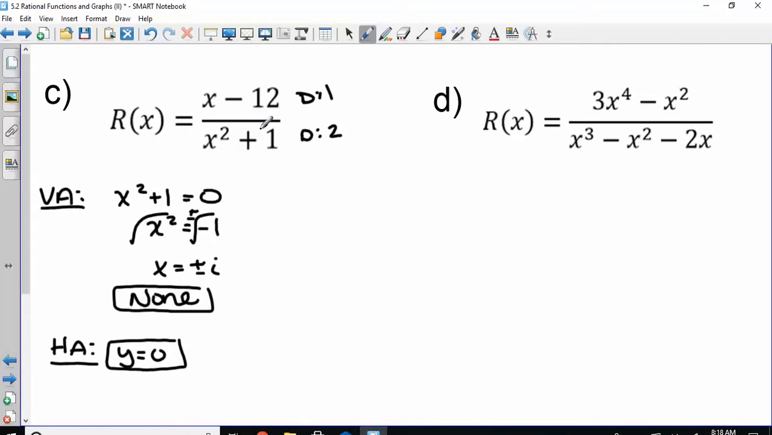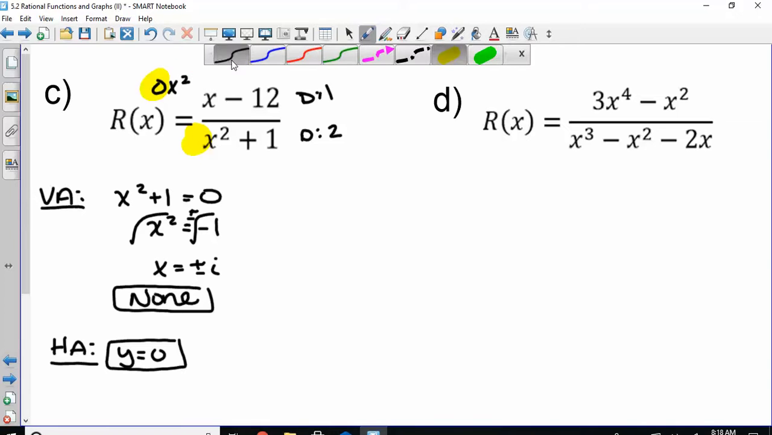It's kind of like the other rule where we are dividing the leading coefficients. If there's no x squared on top, that's like a 0x squared. So if you did 0 divided by 1, you get 0. So it's kind of the same thing. If the degree on top is smaller, it's always just going to turn out to be y equals 0. And so of course that means there is no oblique.